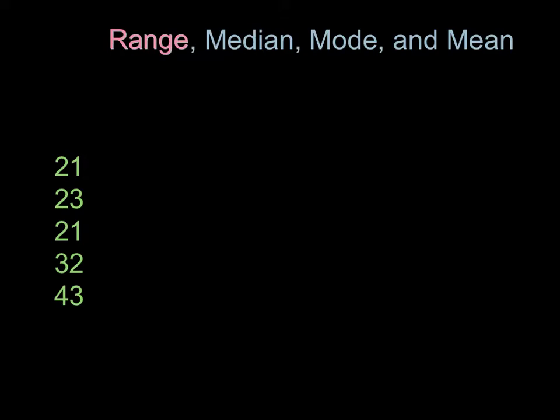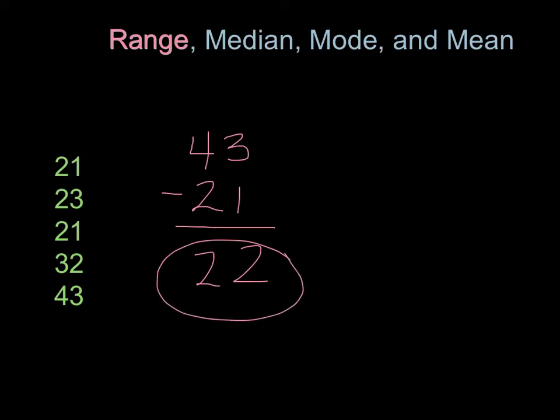To find range, you first need to find the smallest and largest numbers in the set. So if we look at our numbers that are over here, look carefully, it looks like 21 is our smallest and 43 is our largest. So in order to find the range, you have to find the difference of those two. So 43 is our largest. When you're subtracting, the larger number goes on top, and 21 is the smallest. So we'll subtract the smallest from the largest number. So 3 minus 1 is 2, and 4 minus 2 is 2, and there you go. We have found the range.